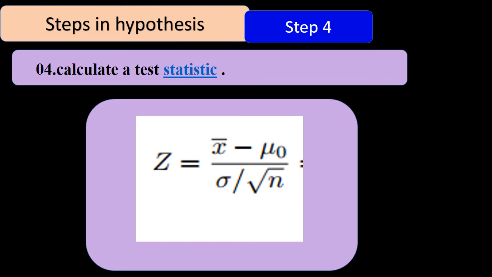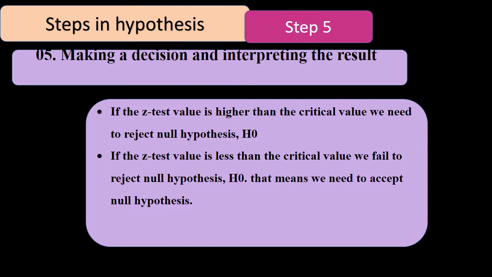That is the third step I explained to you. Now we will go to step 4, finding the test statistic. How can we find this test statistic? We have to use this equation: Z equals x bar minus mu naught, divided by sigma divided by the square root of n. This is the equation to find the test statistic, that means the Z value, with the calculation.